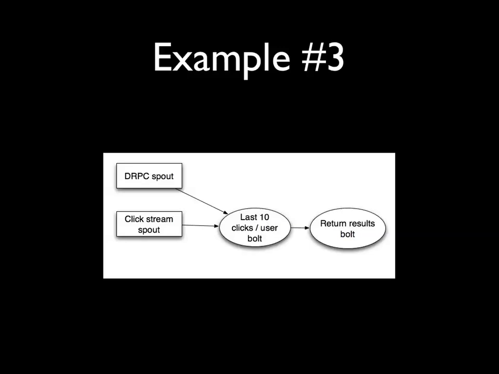That partitions the request stream also by the user ID. That makes sure that the requests get routed to the task with the right information. And then whenever a request comes in, it sends the results to that return results bolt, and that'll send it back to the DRPC server and back to the client. So it's kind of an interesting usage of Storm.